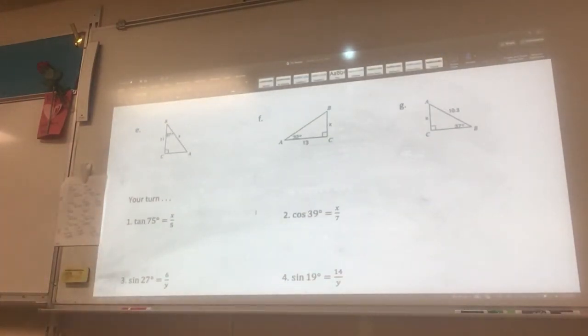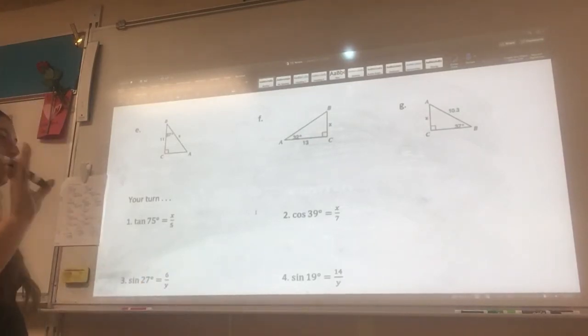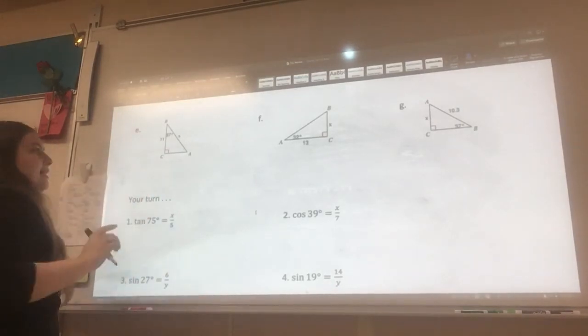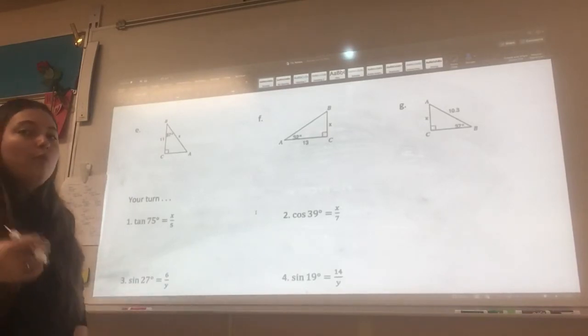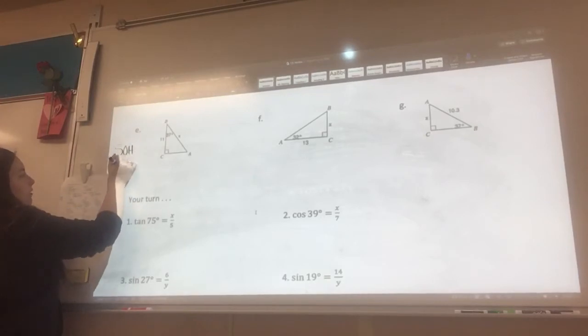So we're gonna do E, F, and G, and then it is your turn, where I'm gonna make you try and do them yourself. I'll still do them, but I want you to attempt them for yourself. So looking at these ones, they aren't specifically telling us what to do. So we need to figure out which trigonometric ratio we're gonna use. So we need to remember our SOH, our CAH, and our TOA.